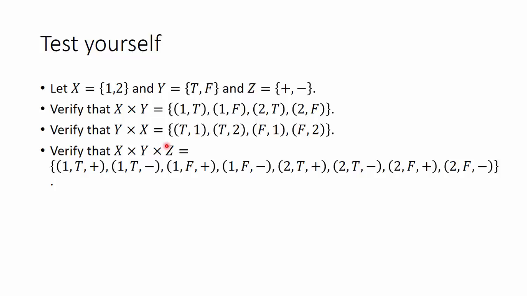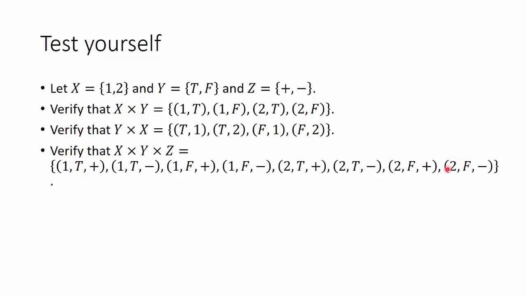Because you're taking the product of 3 sets, you are going to get a set whose elements are ordered 3-tuples, sometimes called ordered triples. So we have 8 elements in this set: 1 comma T comma plus, 1 comma T comma minus, 1 comma F comma plus, 1 comma F comma minus, 2 comma T comma plus, 2 comma T comma minus, 2 comma F comma plus, 2 comma F comma minus.